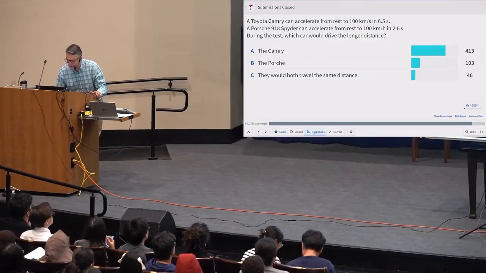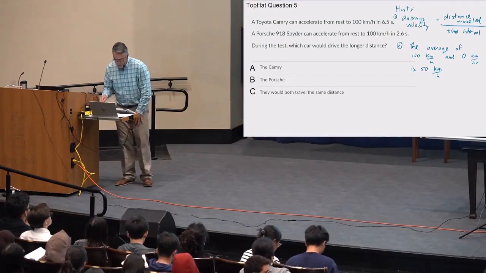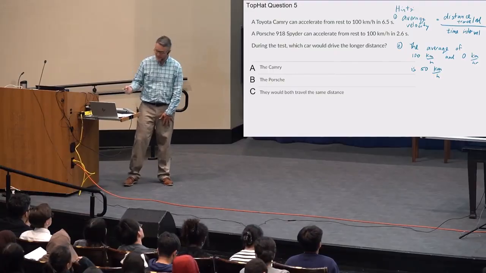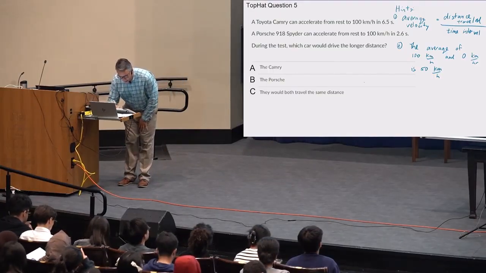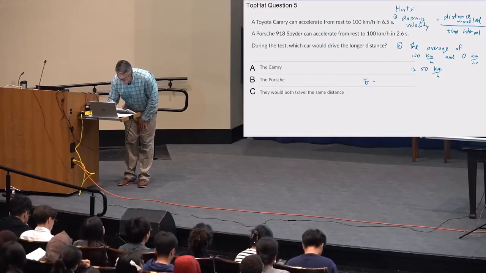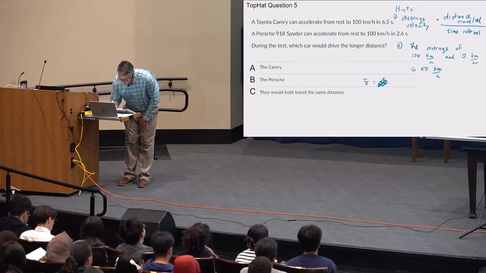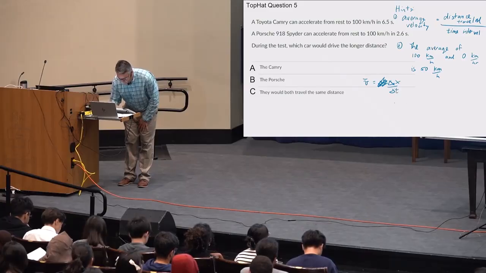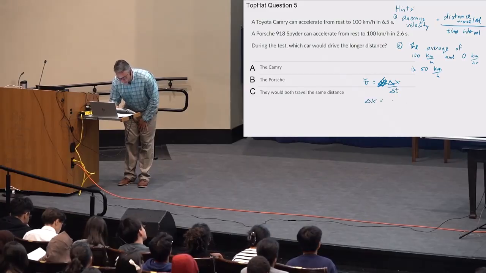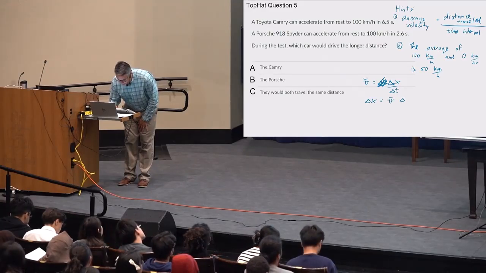Survey says that the Camry, the Toyota, the slower car, goes farther. Well, what I think is that for both cars, you would say V average is equal to delta x divided by delta t. So you can solve that for what you're interested in, which is delta x is equal to the average speed times delta t.